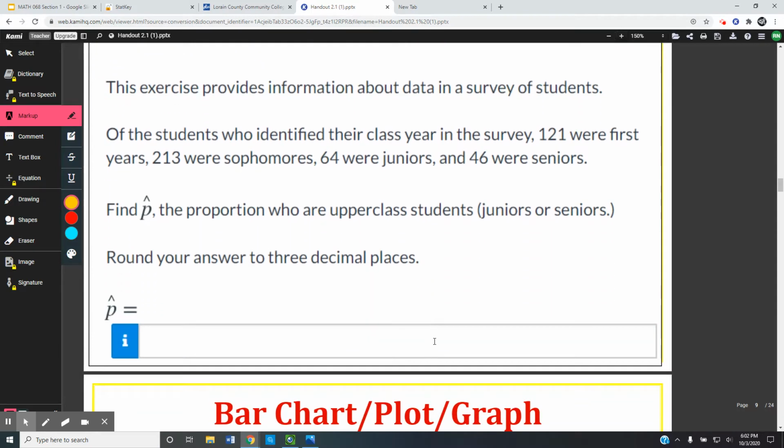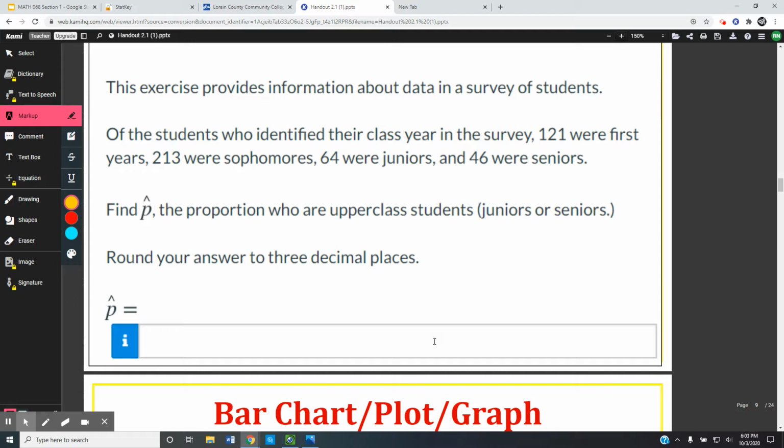Here goes a question that's in Wiley, and we'll take a look at this question quickly. This exercise provides information about data in a survey. Of the students who identified their class year in a survey, 121 of them were first year. So that's an important piece of information, and I'm jotting down 121 for first year.